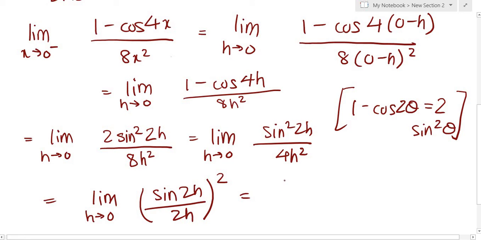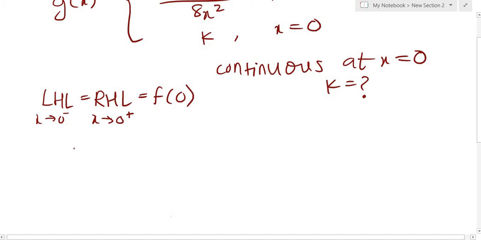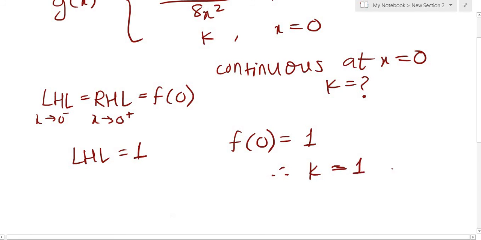Since it's a continuous function, for all our purposes we can take the limit inside the square root. Limit as h approaches 0 of sine of 2h by 2h, the whole squared. Since h approaches 0, 2h definitely goes to 0, so our identity is satisfied. This thing tends to 1, and 1 squared is 1. We just calculated that the LHL is equal to 1, and we just needed either one of them. So f of 0 should be 1, therefore k is equal to 1. There we have it. Easy.